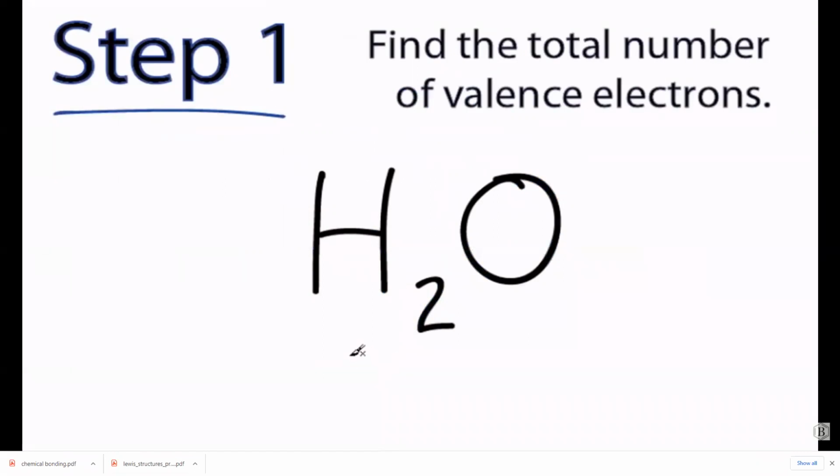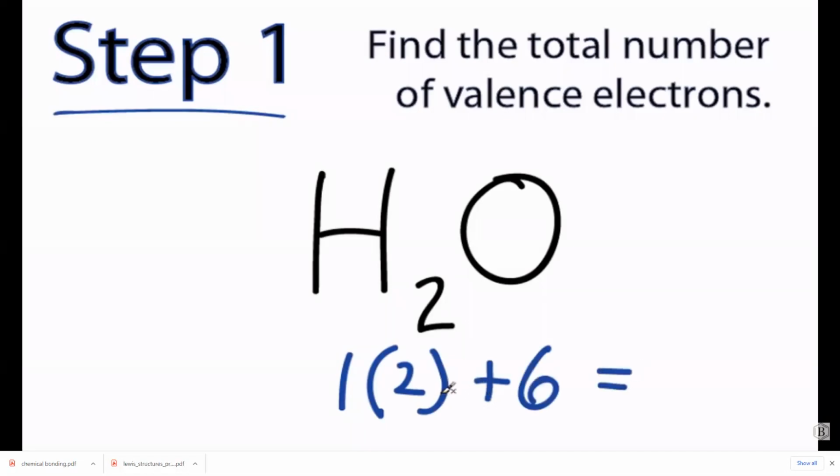Hydrogen is in group 1 on the periodic table, so it has 1 valence electron. But the subscript tells us that we have 2 hydrogens. So we'll need to multiply that by 2. Oxygen is in group 6 or 16. It has 6 valence electrons. And when we add that up, 2 plus 6, we get a total of 8 valence electrons for H2O.